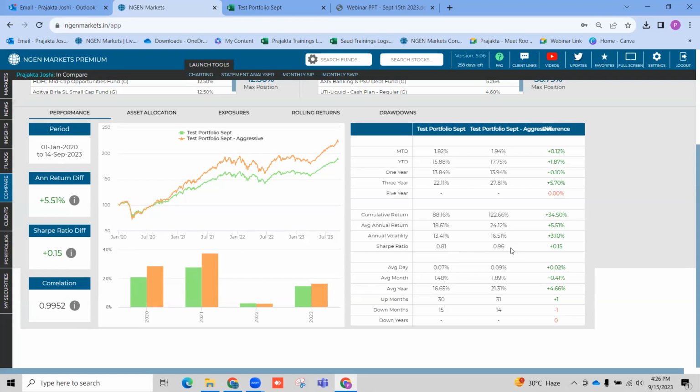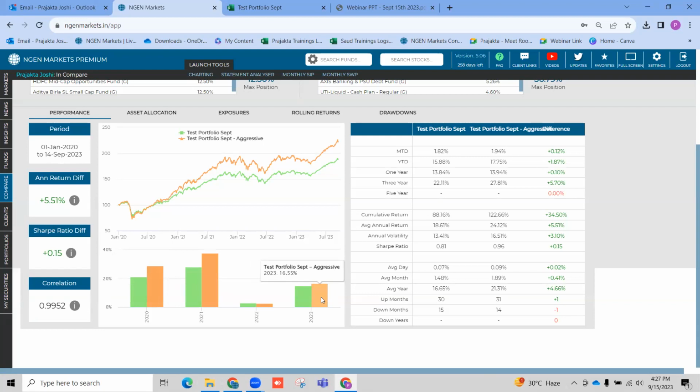Right. After that, what we have really done here down here is the calendar year wise performance of the two portfolios side by side. So in this case, you will see that 2020 as a calendar year, if we consider, the original portfolio would have given a 21% return. On the other hand, the aggressive portfolio would have given a close to 28% return. Right. Similarly, for all the other calendar years till date. Of course, this is going to be till date, so till September 14th.